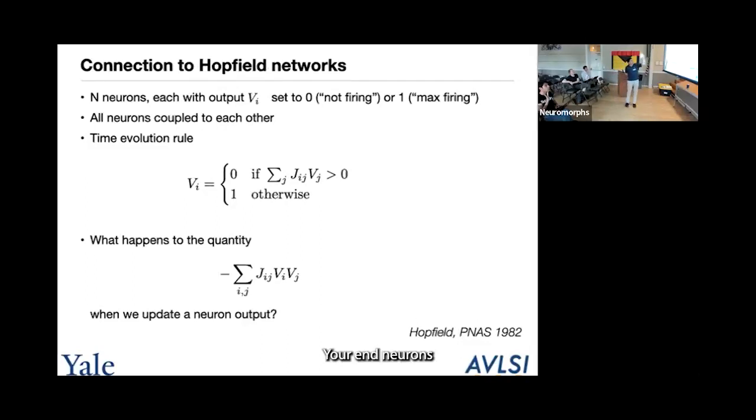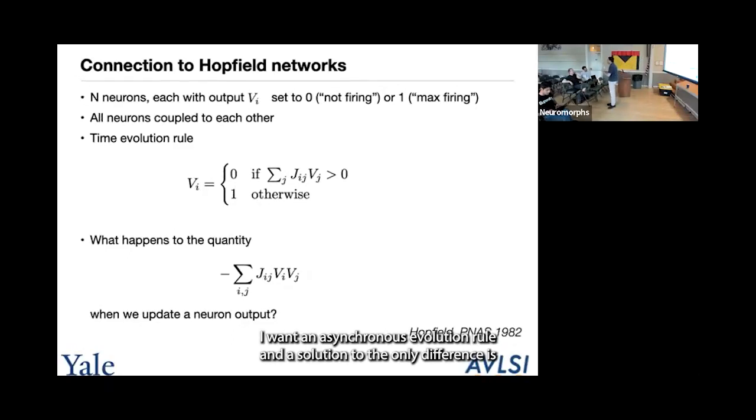You have N neurons in Hopfield's original paper, with each output Vi, where it's just set to 0 for not firing. And these are all terminology literally from this paper. I think in his paper, instead of Jij, he uses Tij, but that's about it. All the neurons are coupled to each other, and he had two versions of the time evolution rule. He called one an asynchronous evolution rule and one a synchronous evolution rule. The only difference is whether you view this update, where you look at the sign of the input weights times the neuron, and you take the sign of that.